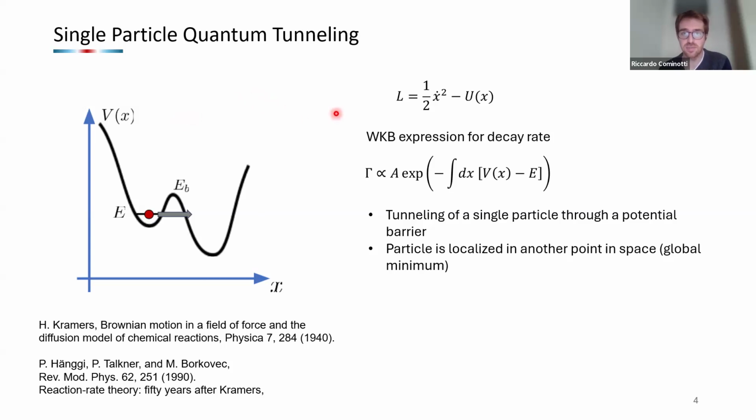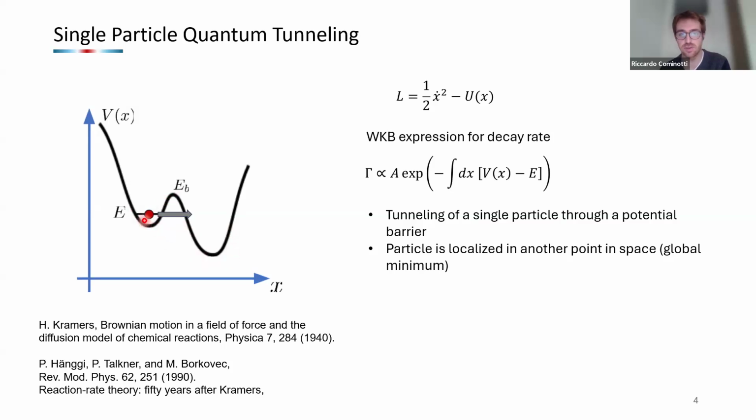Now we can start, for example, by taking the Lagrangian of a particle which is initially at rest in an excited state, or in the local minimum of a potential with a double well structure, which has a local minimum and an absolute minimum.